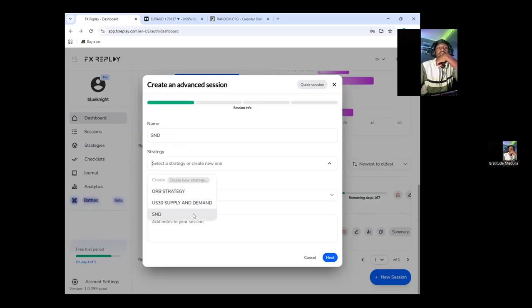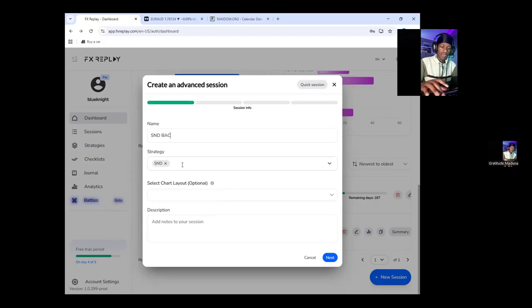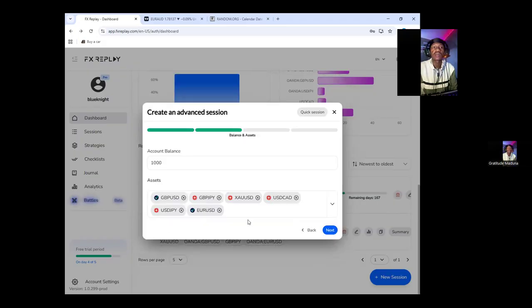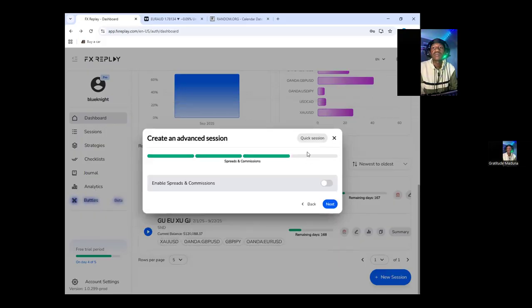Right. So the strategy, like I said, is an S&D strategy. I just named it S&D backtest two. Then chart layout, and then next. The balance is 1,000. I don't want to enable the next option.